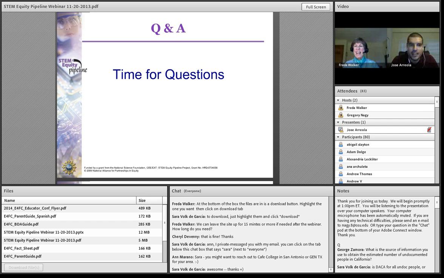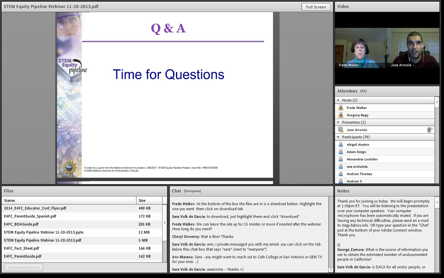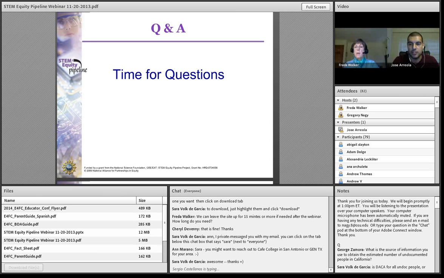The first question is, what is the source of information used to obtain the estimated numbers of undocumented people in California? I believe that if you're talking about the population breakdowns per county here in California, the source was the Pew Hispanic Center. I can look it up. I'm not terribly confident in that, but I believe that's what it was. But you can email me, and I can send you the report itself.